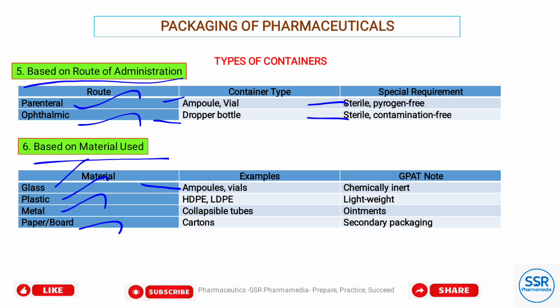So glass is used for the preparation of ampules and vials. So it should be chemically inert. And plastics are used for the strips, blister packs and all. So used for lightweight containers. Metals are collapsible tubes, so ointment preparations. Papers and boards are cartons, so secondary packing material.